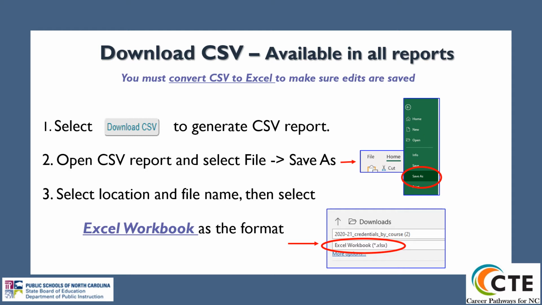First of all, you would select the Download CSV button to generate the report. Then you would open the report and select File, Save As, and select the location and file name, and then select Excel Workbook as the format. If you do that, you'll have no problems, and all of your edits and changes will be saved.